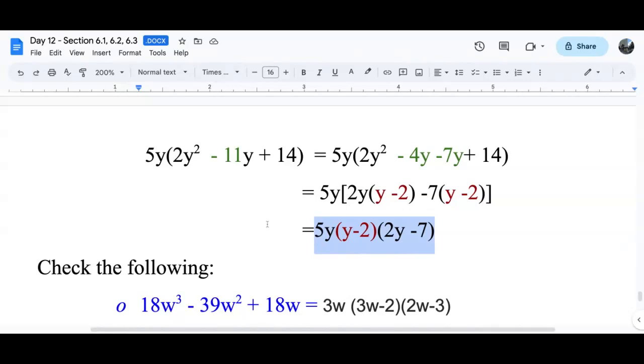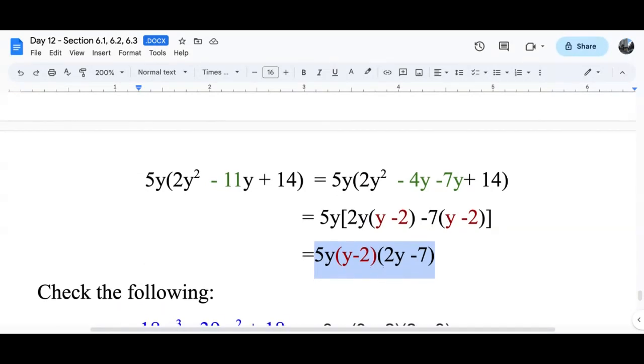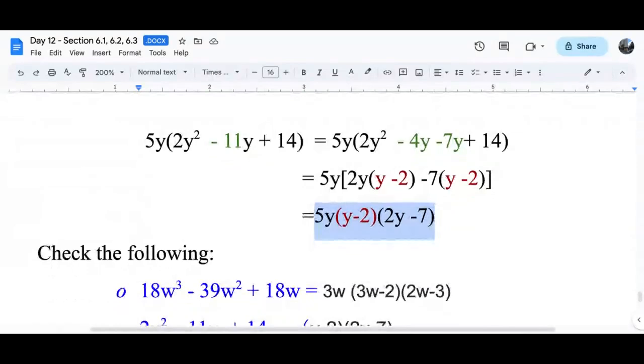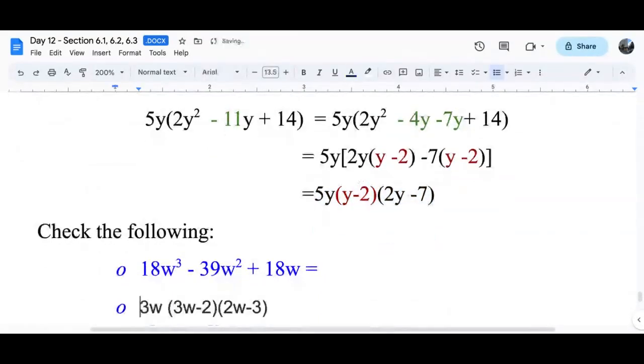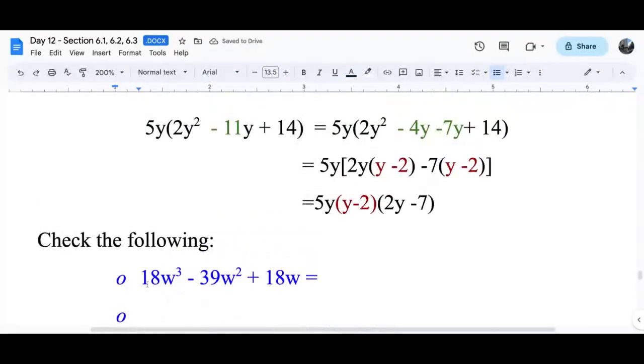Anyone has any questions about this? This one is a little bit more complicated. Okay, I want everyone to do this one. 18w cubed minus 39w squared plus 18w. Okay, everyone try this one.